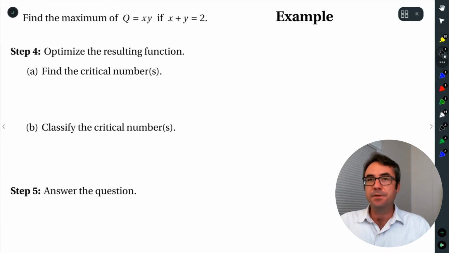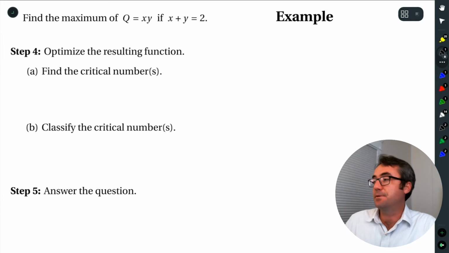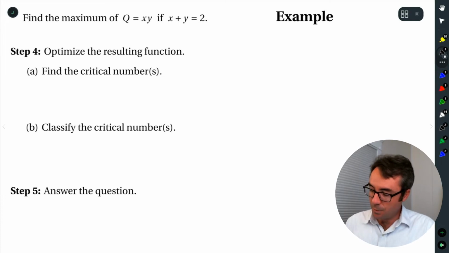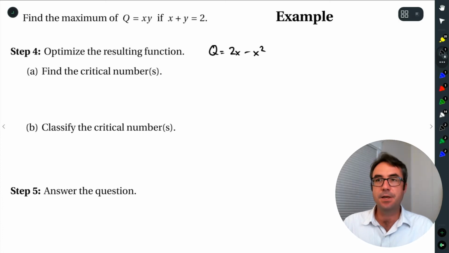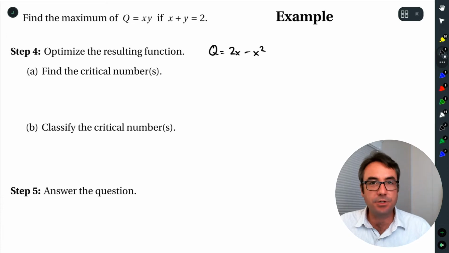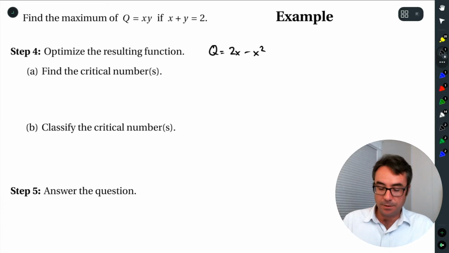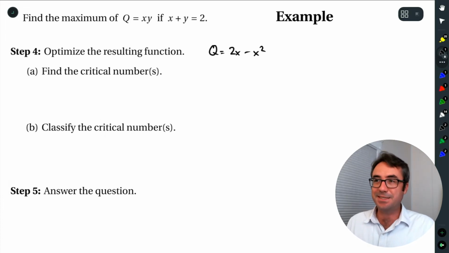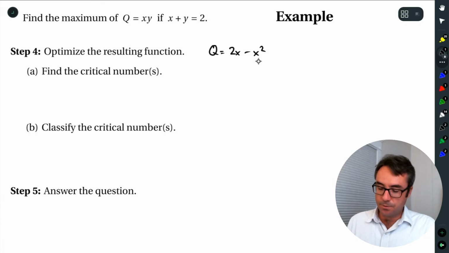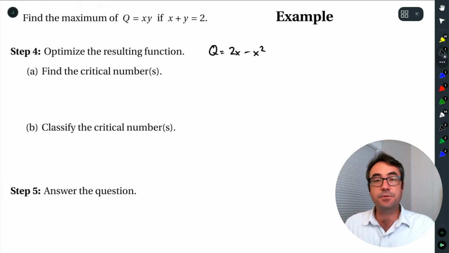Well, step 4, this is where the calculus comes in. So we want to optimize that resulting function. So what was our function? It was q equal to 2x minus x squared. So how do we optimize a one-variable function like that? Well, this is what we saw in the last lesson. We find the critical numbers, and then we classify the critical numbers. We test them.